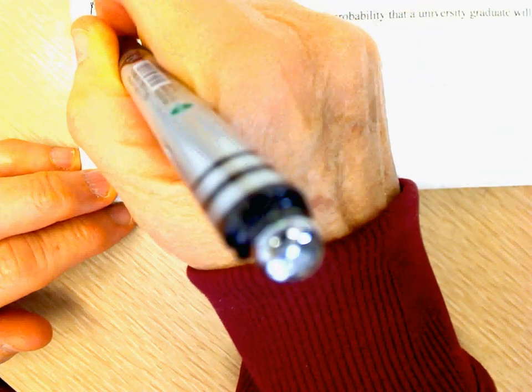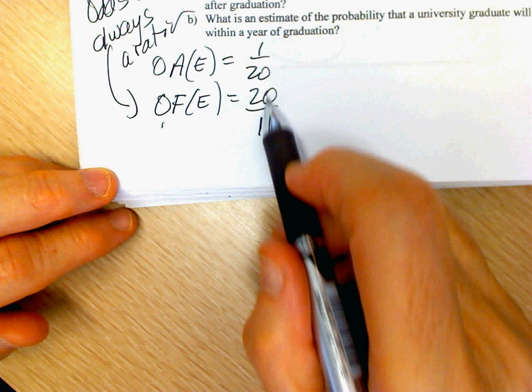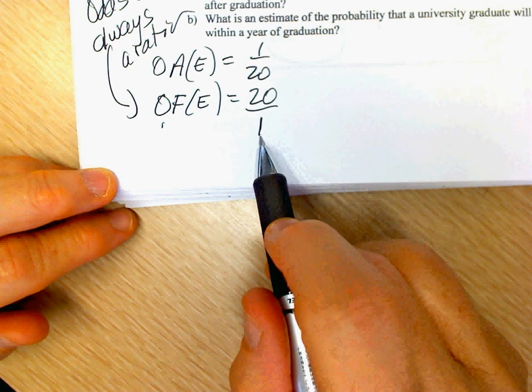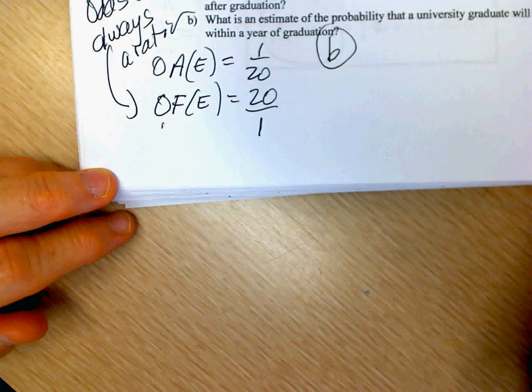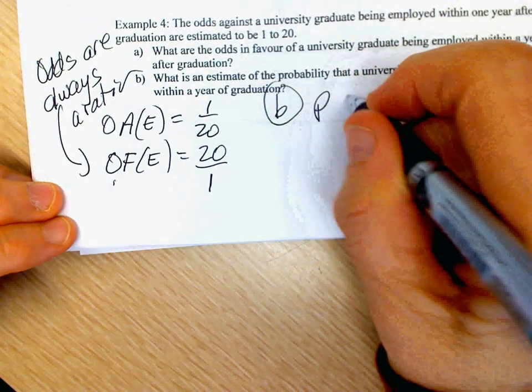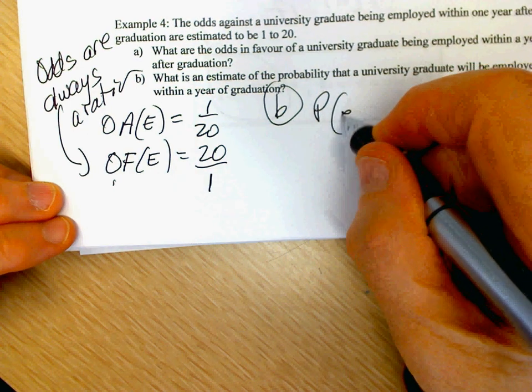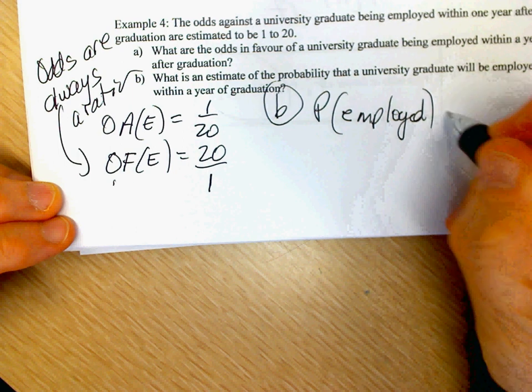Odds are always a ratio. Don't put it in decimal form. It's either a ratio or a fraction. Do not put it in decimal form. Part B. Does anyone care to guess what the probability of being employed is? You can use your handy dandy formula, right?